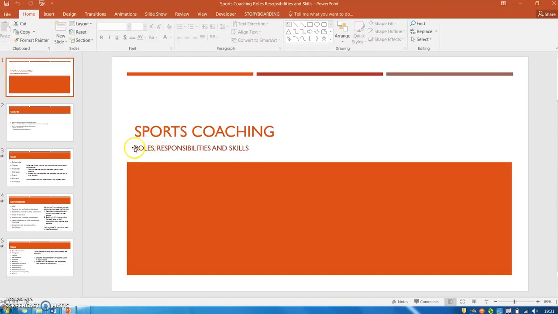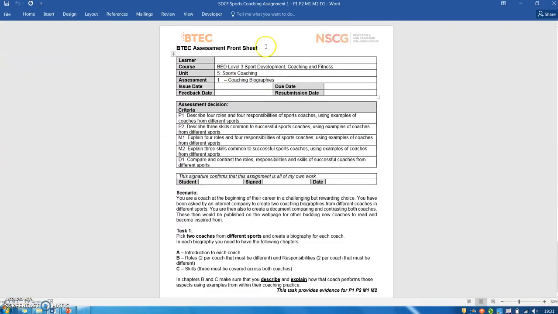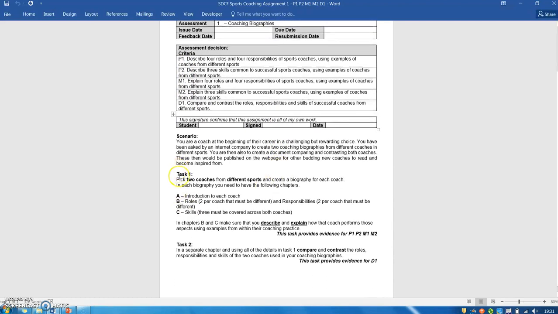Introduction really to the roles, responsibilities and skills of a sports coach, which will form part and relate to the work that you need to do for your assignment number 1, coaching biographies. You can see there's 4 criteria that are available, and this is split across 2 tasks.